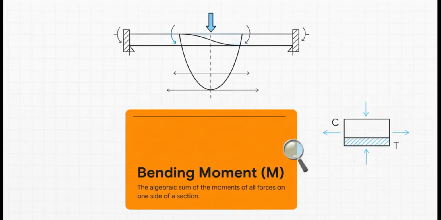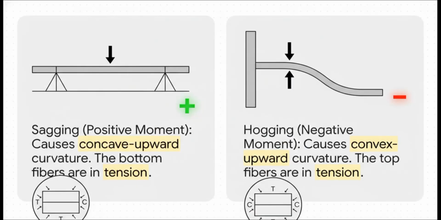And our second key player is the bending moment. So if shear is all about sliding, bending moment is all about turning. It's the internal twisting or rotating effect that makes the beam actually bend and flex. This is the force that puts the top of the beam in compression and stretches out the bottom in tension, or vice versa.